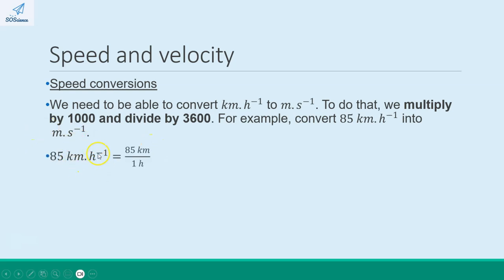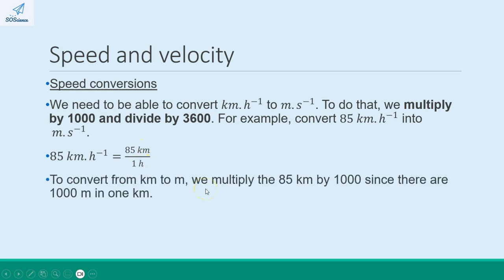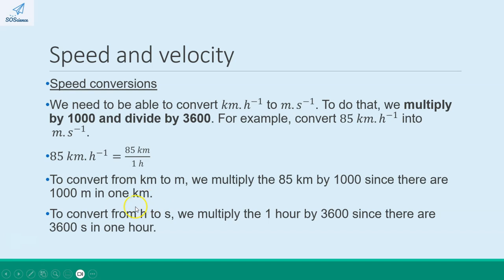Well, 85 kilometers per hour really means 85 kilometers covered in 1 hour. So we need to convert this kilometers into meters and this hour into seconds in order to get meters per second. So to convert from kilometers to meters, we need to multiply this value by 1,000 because there are 1,000 meters in 1 kilometer. And to convert from hours to seconds, we multiply 1 hour by 3,600 because there are 3,600 seconds in 1 hour.